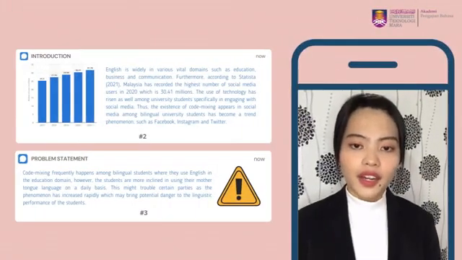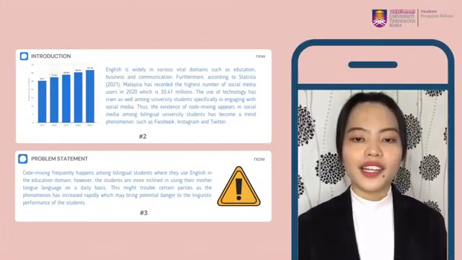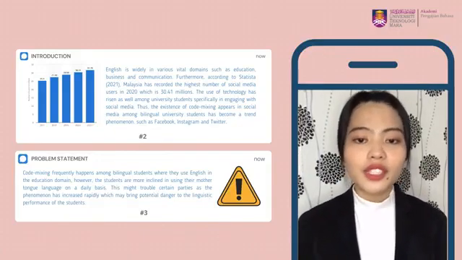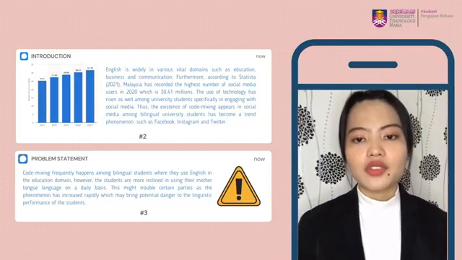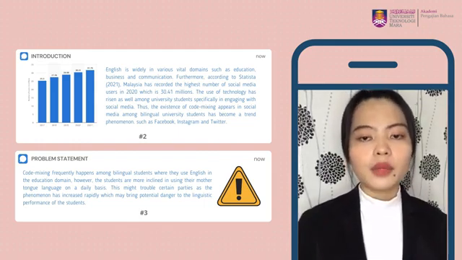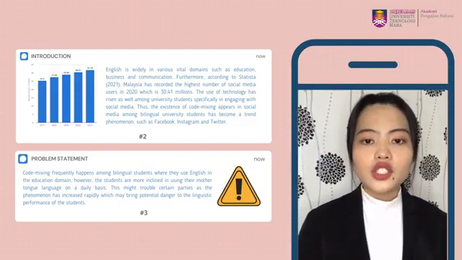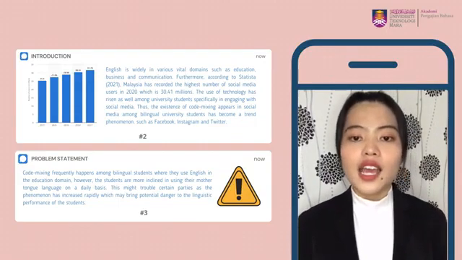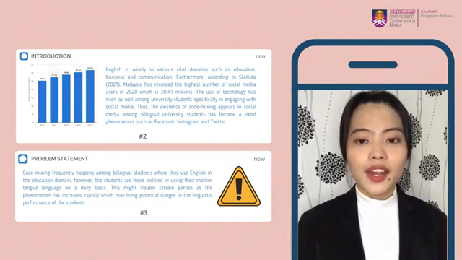In this modern era, English is one of the most significant languages that is being used widely in various vital domains such as education, business, and communication. According to Statista 2021, Malaysia has recorded the highest number of social media users in 2020, which is 30.41 million users in various platforms. This proves that the use of technology has risen as well among university students who are utilizing technology wisely, specifically in engaging with social media platforms such as Facebook, Instagram, and Twitter.